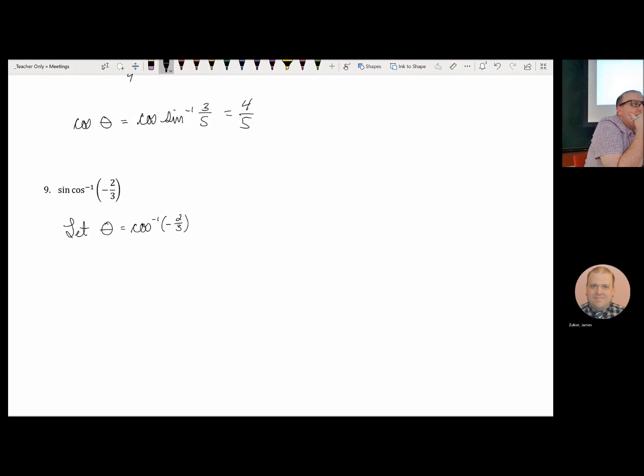Because the cosine value is negative, and cosine is still negative. Second or third? It can only be one of them. Why? The range is 0 to pi, right? Which is quadrants 1 and 2. So we're in quadrant 2.